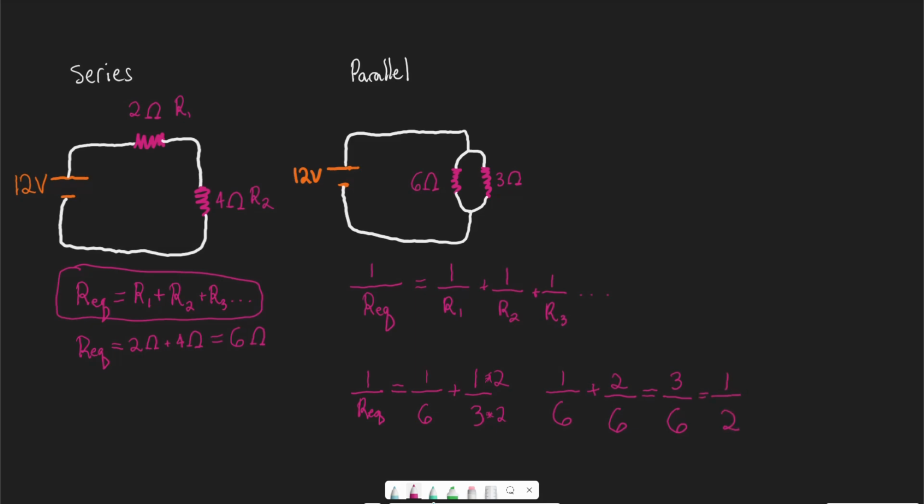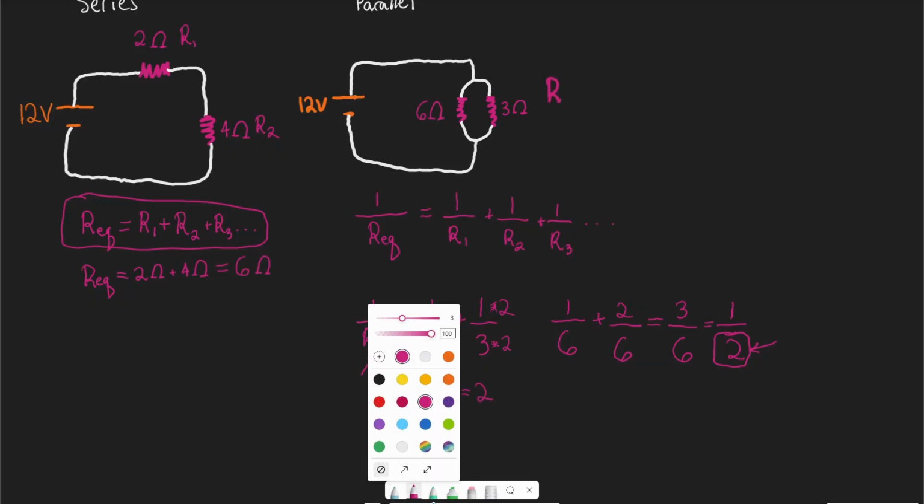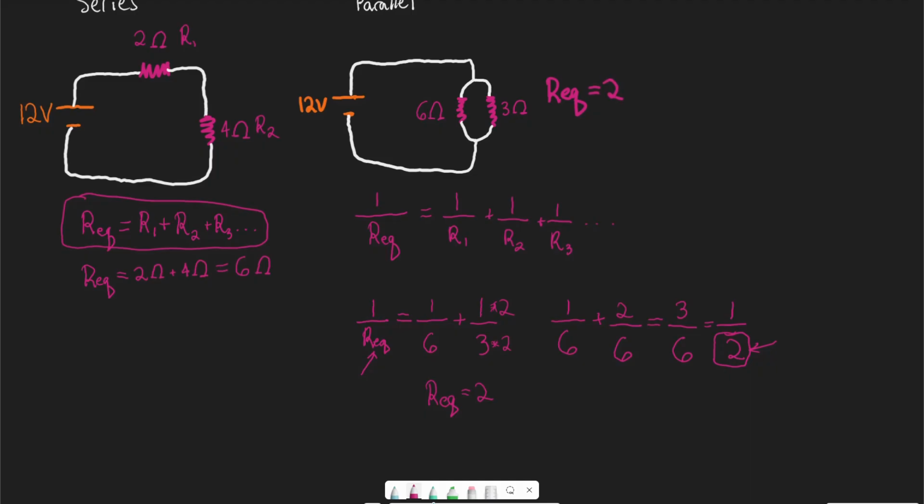And so Req is 2, right? We found it at the bottom of this fraction, in the denominator. So in this case, equivalent resistance is going to be equal to 2. So Req is equal to 2. And so let's go ahead and write that here. And that's in ohms, of course.